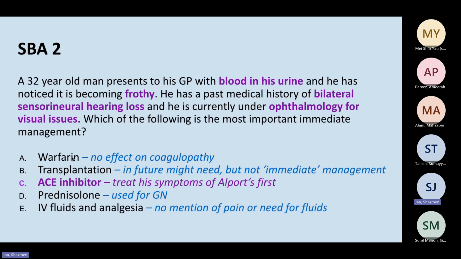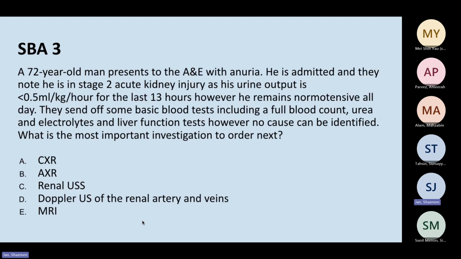We wouldn't give him warfarin because in Alport's there's no effect on coagulation. It's not going to put him in a hypercoagulable state. In the future, he might need a transplant, but that's not something you're going to consider immediately. Prednisolone, which is a steroid, is used in glomerulonephritis. This isn't glomerulonephritis. It's an inherited condition. And we can also rule out fluids because he doesn't have pain and he's not dehydrated.